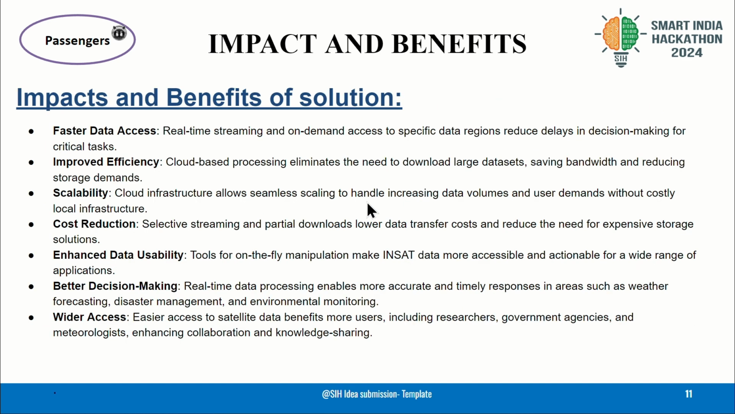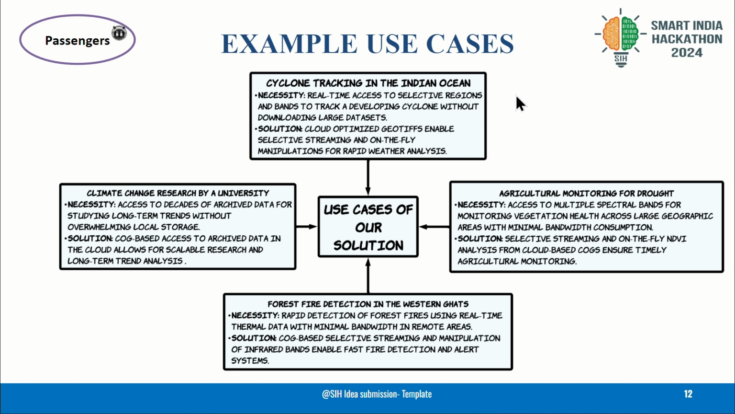Now let's talk about the impact and benefits of our solution. As we have mentioned, there is faster data access, improved efficiency, scalability, cost reduction, enhanced data usability, better decision making, and wider access. Here are some of the use cases of our solution. First, cyclone tracking in the Indian Ocean. The necessity is real-time access to selective regions and bands to track a developing cyclone without downloading the whole dataset.